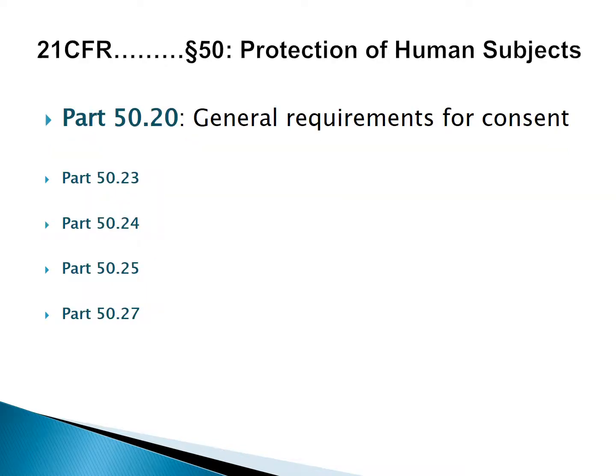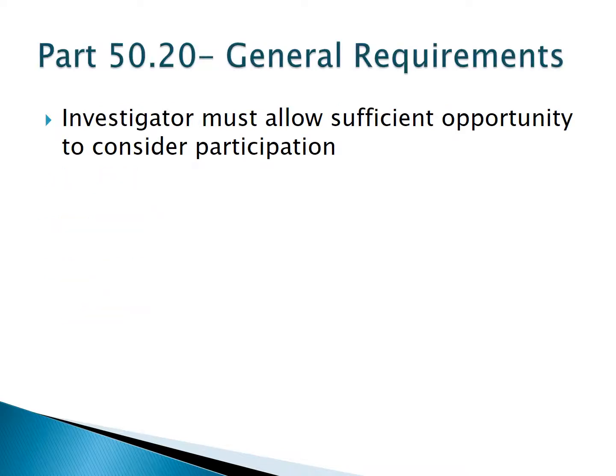So there are lots of sections within Part 50, but we're going to just hit the high points of these. Section 20 is the general requirements for consent. These include things like the investigator has to allow sufficient opportunity for patients to consider participation. So it's not just enough to say to someone, hey, do you want to participate in a clinical trial?